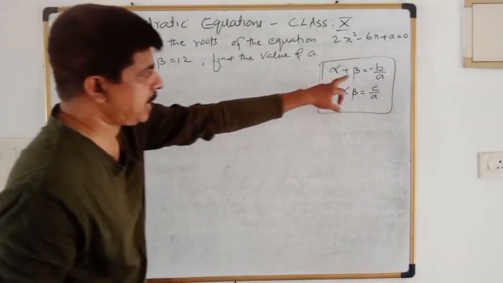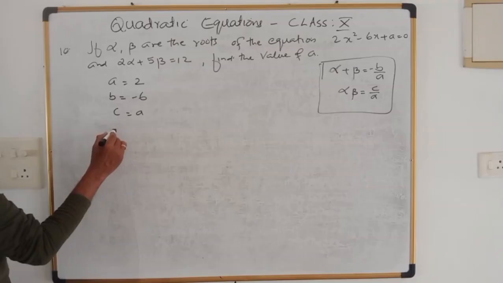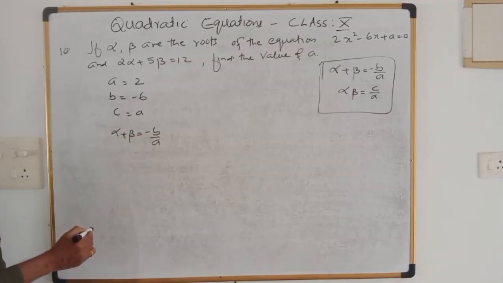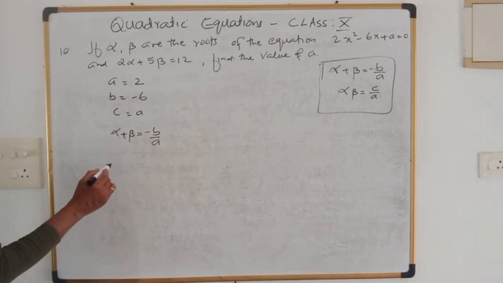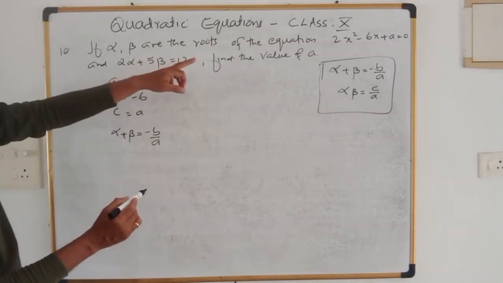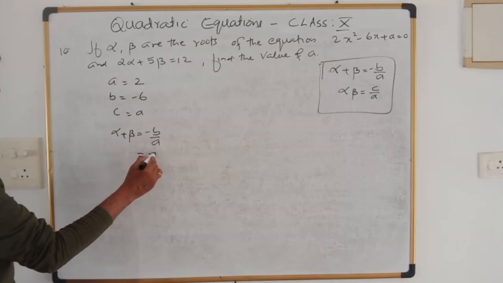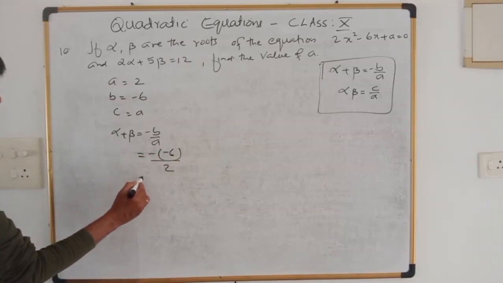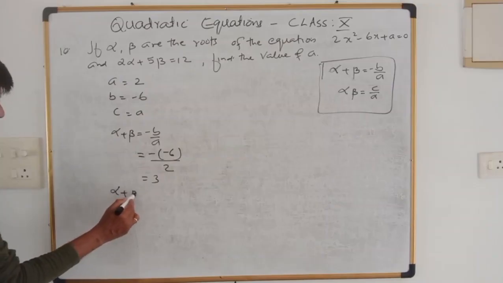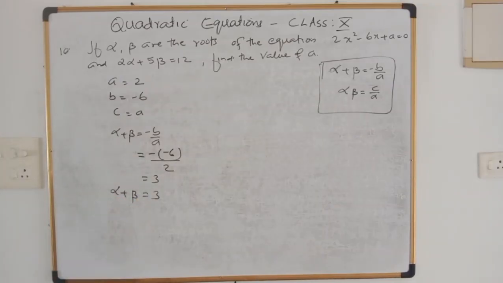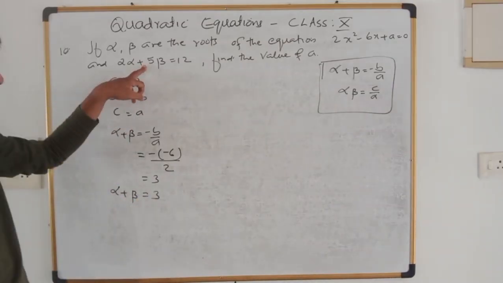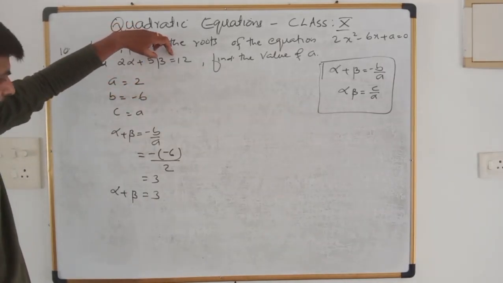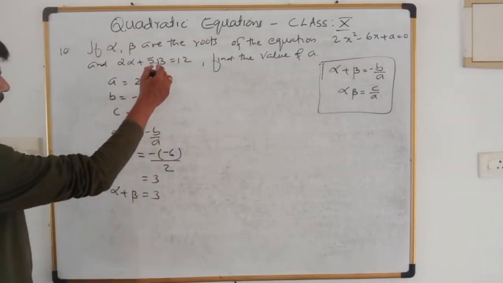Let us take this relation: alpha plus beta is negative b by a, which means minus of minus 6 by 2. So we got 3. Alpha plus beta is 3. There is another relationship between the two zeros: 2 alpha plus 5 beta is given as 12. Let us use these two equations.